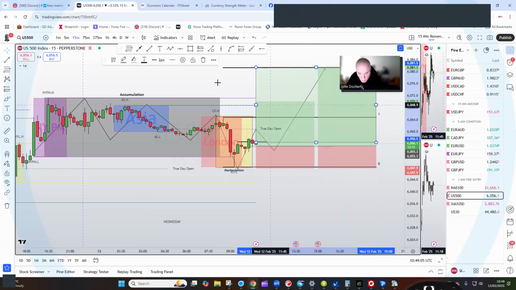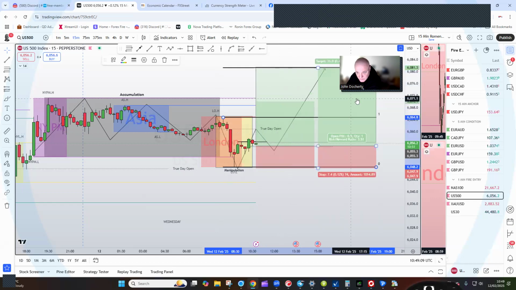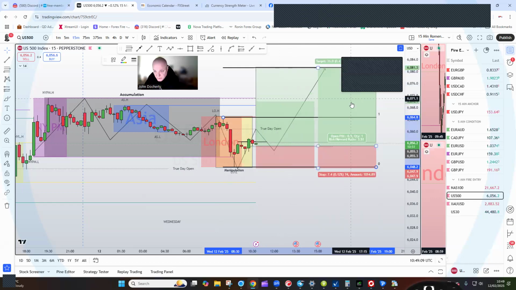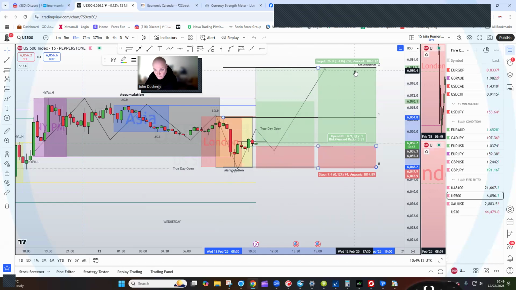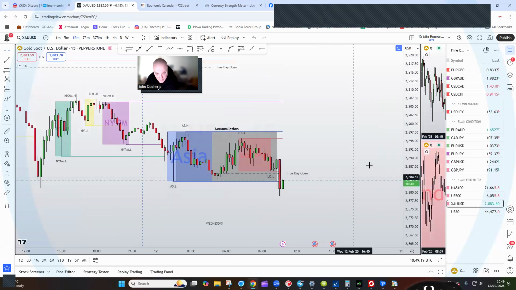So this is the 1 to 2 area for the low hanging fruits, and then we have a 1 to 3.5 on the deviation of 2. Okay, the gold, we're looking at gold again. We have had a breakout.